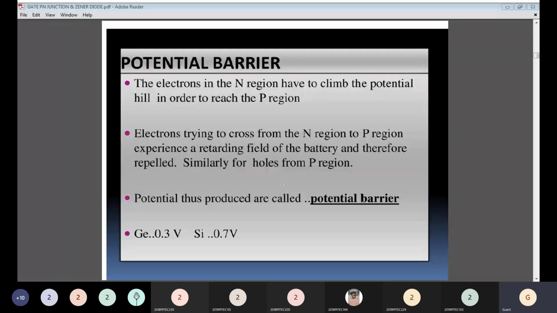When the electrons try to cross from the N region to the P region, they experience a retarding field of the battery, and therefore they get repelled. Similarly, it happens for the holes from the P region also. So the potential thus produced is called the potential barrier. Typical values are given for germanium and silicon semiconductors. For germanium, the potential barrier voltage is 0.3 volt, and for silicon it is 0.7 volt.